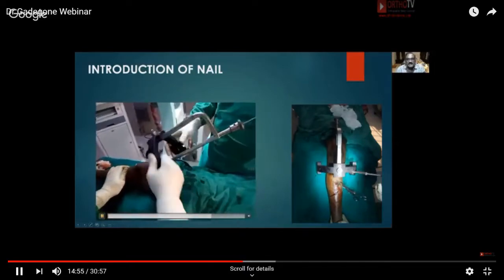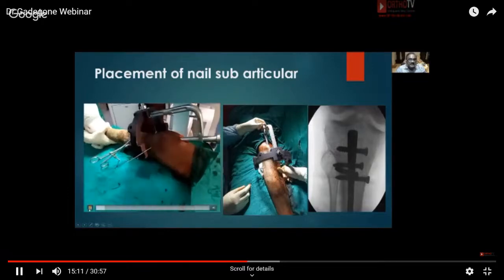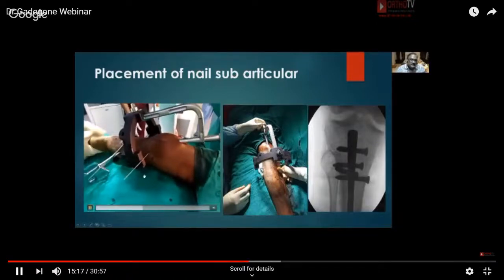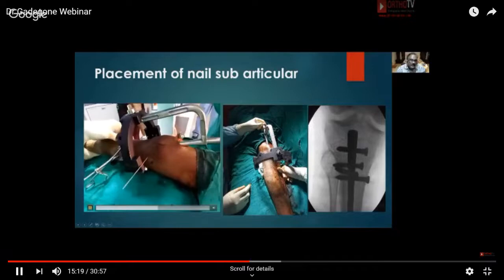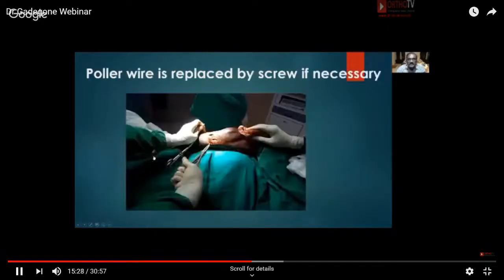Now after this, the placement of the nail, how to judge it, because it is a blind procedure. There is a hole in this assembly that will correspond with the upper tibia. We have to find this out, so that our screw will go about 15 millimeter into this guide, this K wire. So after this, all the screws are placed.